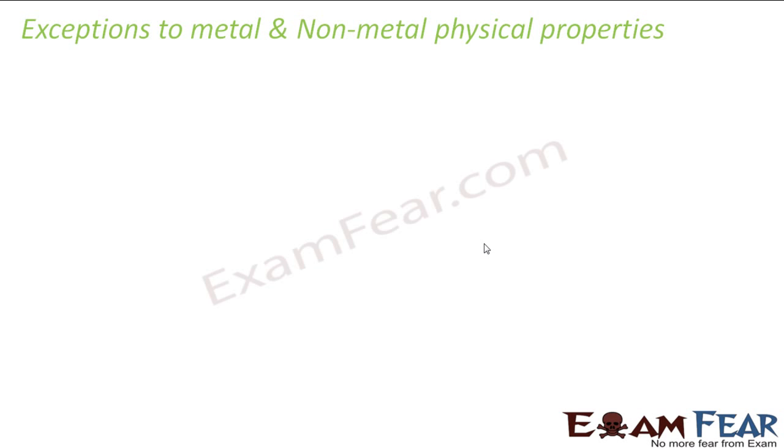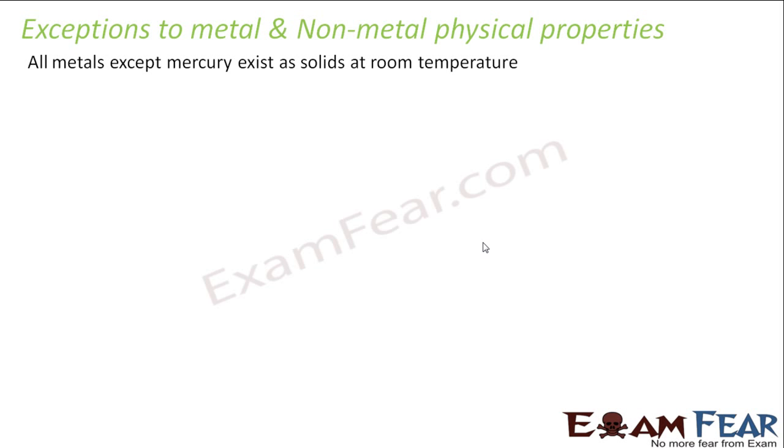As I told, the metals and non-metals names are defined by this property of tendency to lose electrons and gain electrons, right? And then they found that they have some physical properties, but they have some exceptions also. For example, I told that all the metals are solid, but mercury is the exception. Mercury is a liquid.